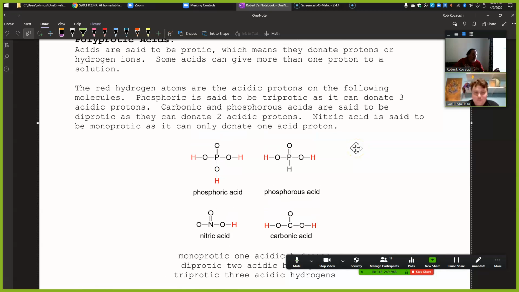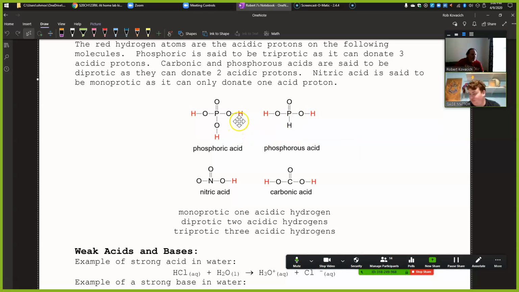Poly, many, protic, proton, so hydrogen. So when I'm looking at phosphoric acid, this is actually called a triprotic acid because those 3 red hydrogens are acidic, meaning they can all come off. And phosphorous acid is a diprotic acid, meaning that 3rd hydrogen can't come off in an acidic format. Nitric acid only has 1 acid hydrogen, so it's monoprotic. And carbonic acid has 2 H's, and they're both protic.